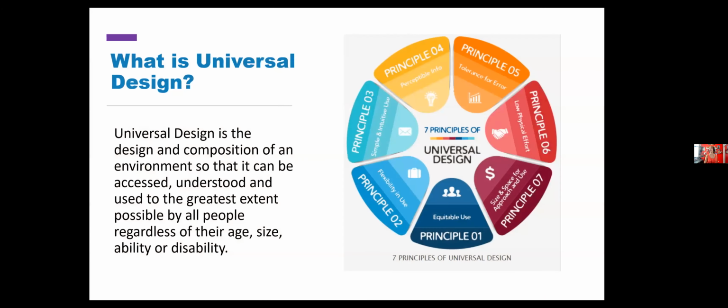So continuing on, I'm sorry, I'm having to blaze through this information very quickly. What is universal design? Well, it is the design and composition of an environment so that it can be accessed, understood, used to the greatest extent of people, regardless of their age, size, ability, or disability. Now that sounds a little utopic, but in fact, it already exists.